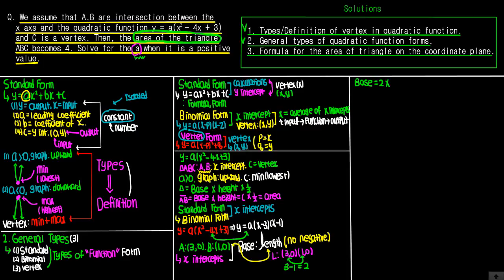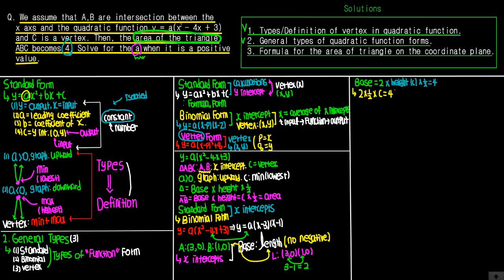Base times height, where the height is our c, our vertex, times 1/2, should be the area. But then they gave us in the question that the area is equal to 4. So if we simplify these expressions to solve for height, we get base, which is 2, times 1/2, times height, c, is equal to 4.